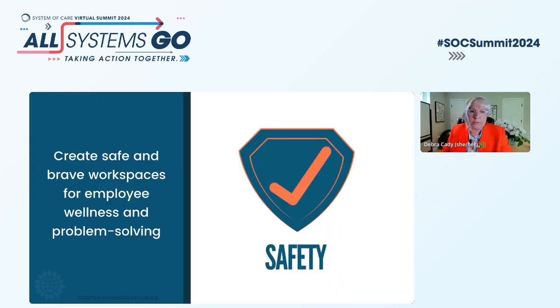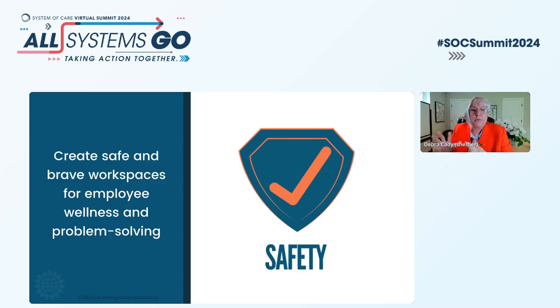So the very first thing that we want to think about is creating safe and brave workspaces for employee wellness and problem solving. Okay, I'm going to say this before you beat me to it: there's really not a safe place. Who would agree with that? I want to see some emojis or something come in. It's right. You can make places safe psychologically. Thank you. Okay, I'm seeing it. Right. Yeah, agreed. Thank you, Natalie.